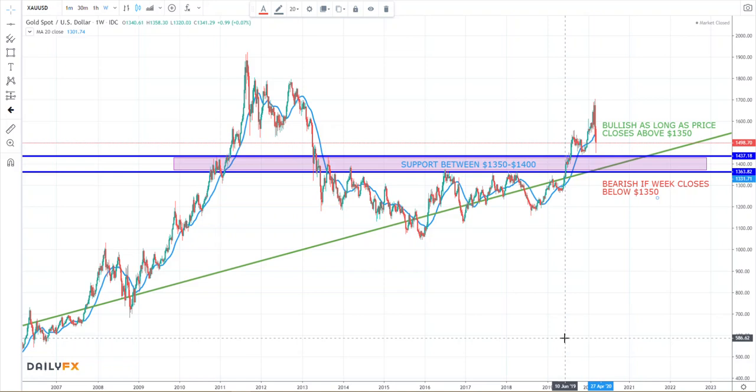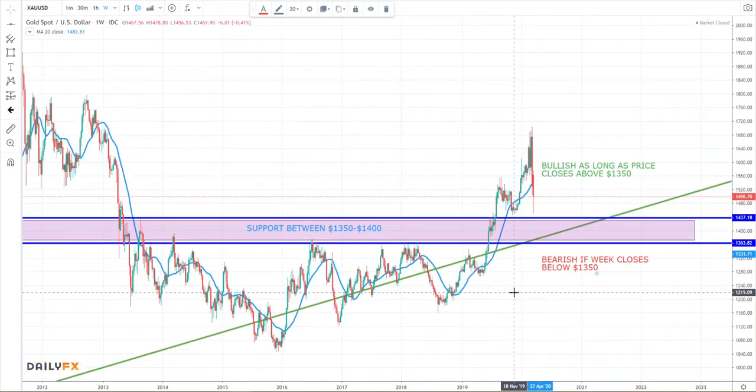Okay, so we're looking at the weekly chart for gold, and we saw a big sell-off the last couple of weeks, all the way from 1700 back down to a low right around the 1440 mark. So what we're seeing here in the weekly chart, we've got a support zone between $1,350 and $1,400. So we still see price sitting above that. Now it did move below the fast moving average this week.